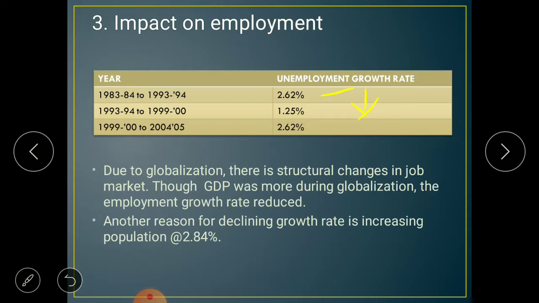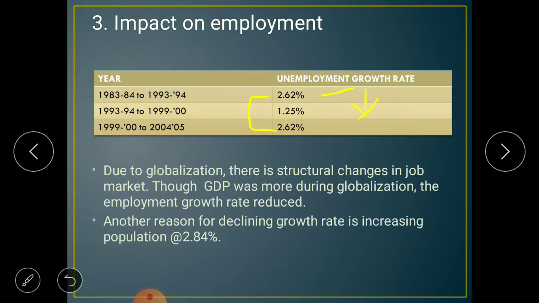If we talk about the period from 1999-2000 to 2004-05, then again the scenario was reversed. We had happiness for a little while, and again we found the same figure as the unemployment growth rate, that is 2.62 percent. Earlier I told you that unemployment reduces because of LPG, and we can again say that unemployment increases because of LPG, but not only because of LPG; many factors and reasons are working in the increase of unemployment.